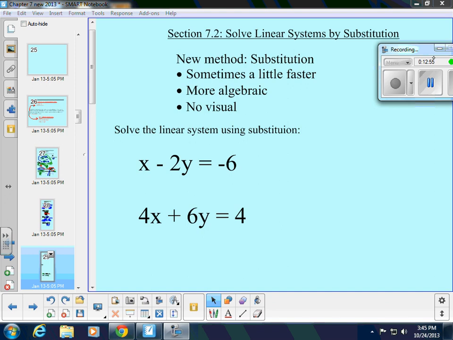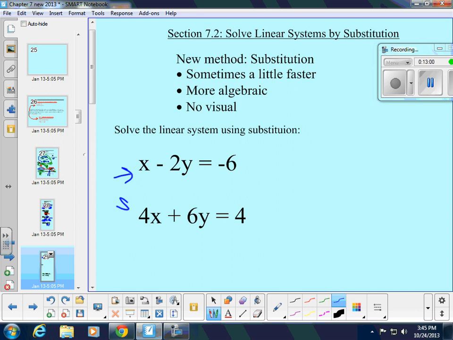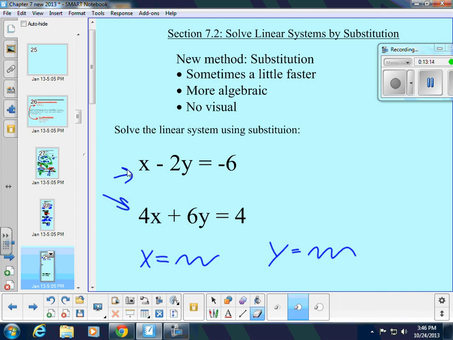But one other thing you need to do if you're going to use substitution is you need one of these equations to be set up for substitution. And what I mean by that is we need one of those equations solved for a variable. One of these equations has to be like x equals and then stuff on the other side, or y equals and all the stuff on the other side, some expression. If it's not like that, I can't use substitution. Then substitution does not work.